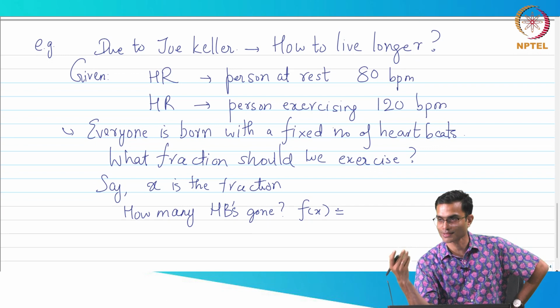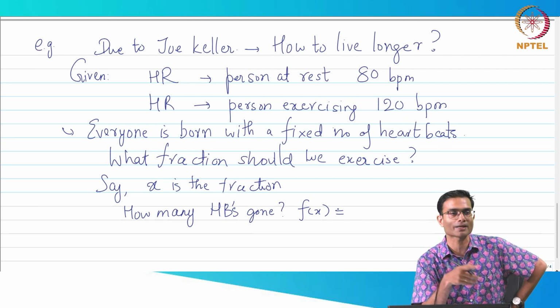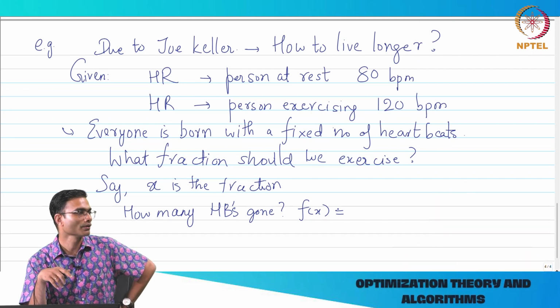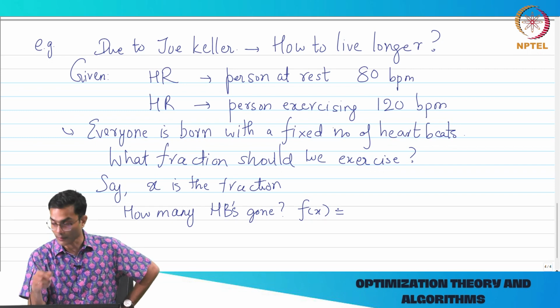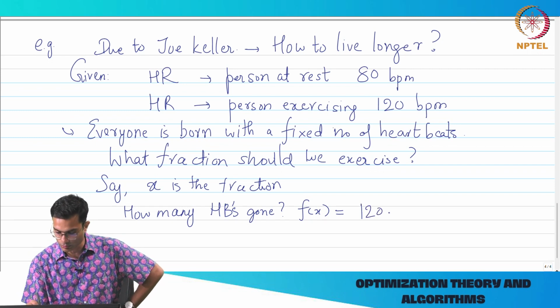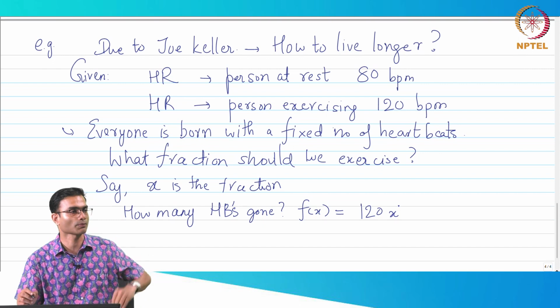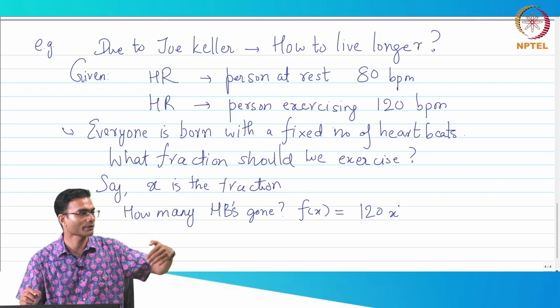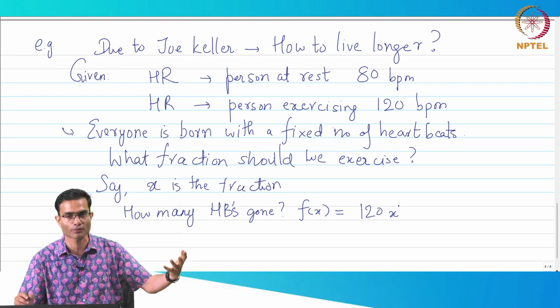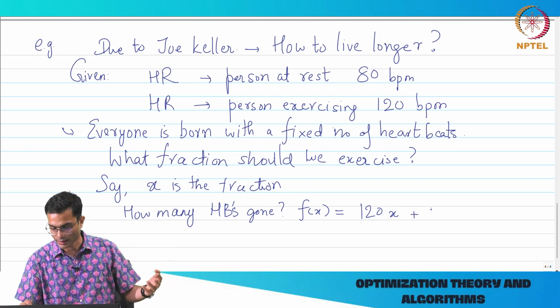So I'm exercising a fraction x of the time. When I'm exercising, what is my heart rate? 120, right? So 120 into x. These are the number of heartbeats during my exercise time. And when I'm not exercising, how much am I losing? 80 into 1 minus x.